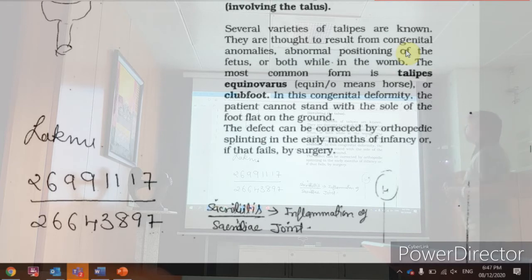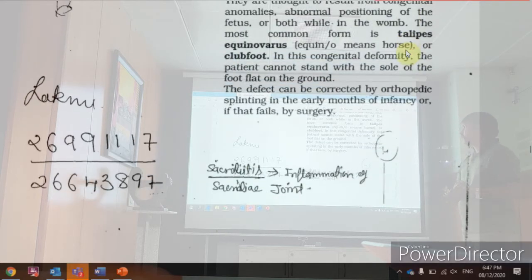Club foot, in this the patient cannot stand with the sole of the foot flat on the ground. Club foot, it will be like that. The foot and all will be bent like this. It can be corrected with orthopedic splinting in the early months of infancy. If that fails, then surgery is necessary.